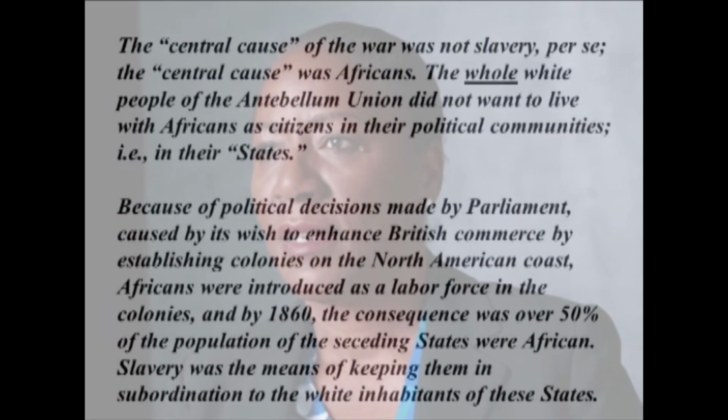The central cause of the American Civil War was slavery. The people who lived during the time had no question about what the central cause was.